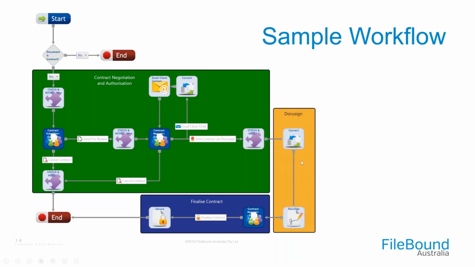Once the document has gone to Docusign, and I'll show you what that looks like a little bit later on, the receiver will sign that electronically, and then it will come back into FileBound where it'll be met by the contract manager again, who will then finalise and lock the contract. So going back into FileBound, we'll see what that looks like.